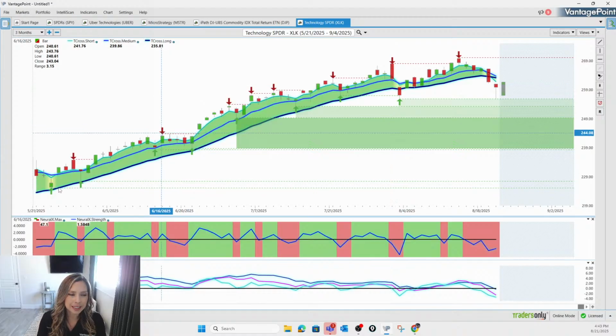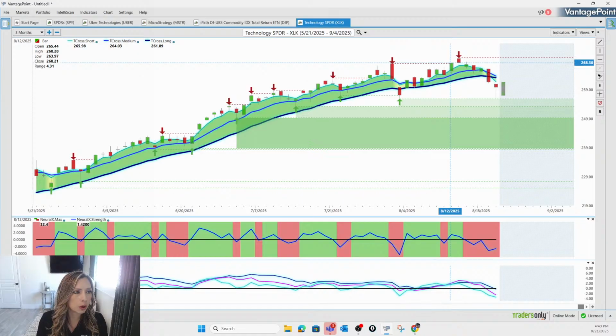So just kind of snippets of what we do here on our sessions and even in our internal training sessions that we hold with our VantagePoint University as well. So you can see that the triple cross is continuing to the upside here. And we can see that we are remaining bullish this entire time.